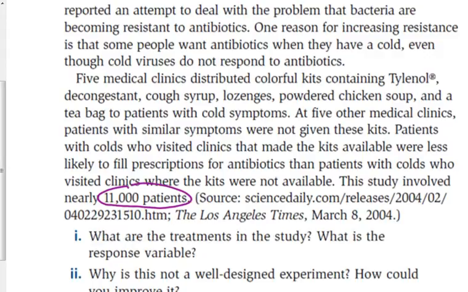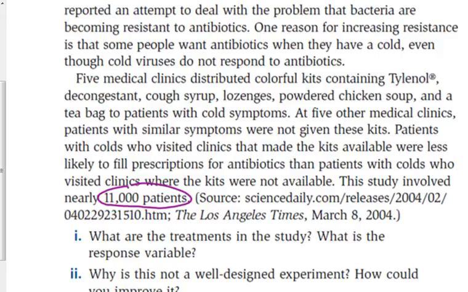So the last reason that we have is random assignment. So are we missing random assignment? Well, yes, because that's our only choice. They said that it's not a well-designed experiment. We said the other two characteristics were satisfied. So that's our only choice left. But why is this not random assignment?